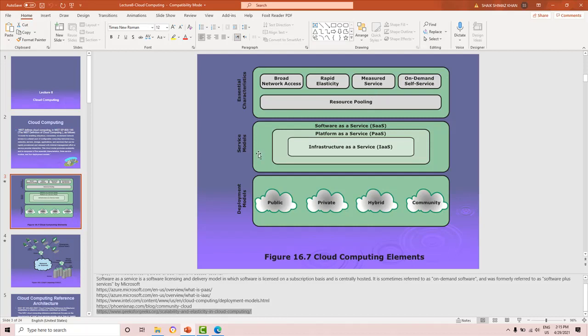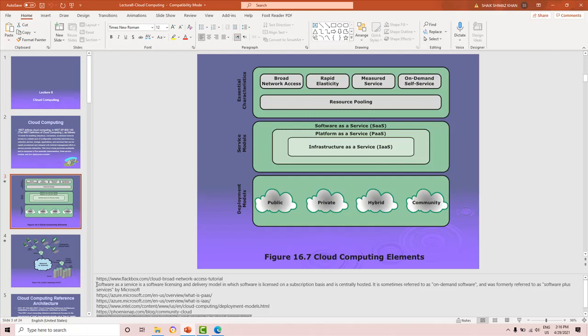The next topic we are going to discuss is service models. The cloud service model can be classified into three categories: software as a service, SaaS; platform as a service, PaaS; and infrastructure as a service, IaaS. These are different things. Let us see. Software as a service, let's say.